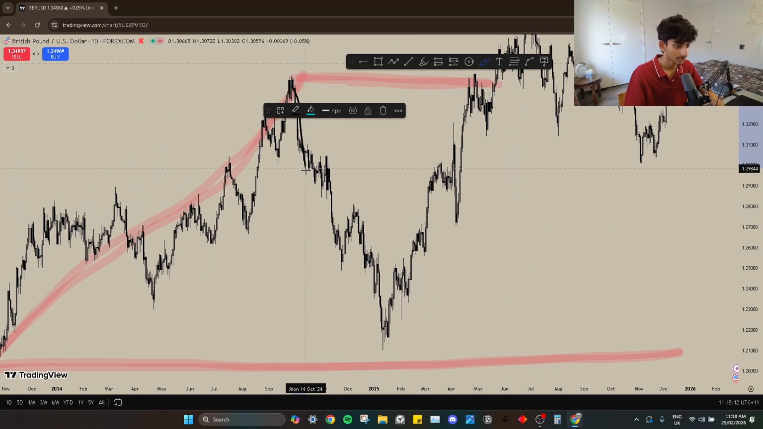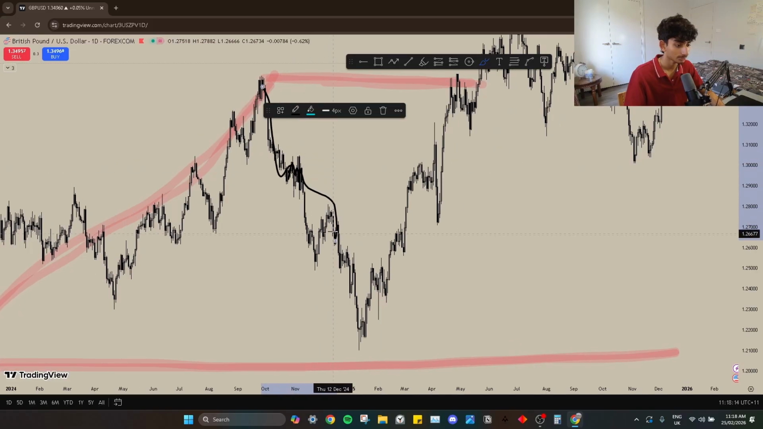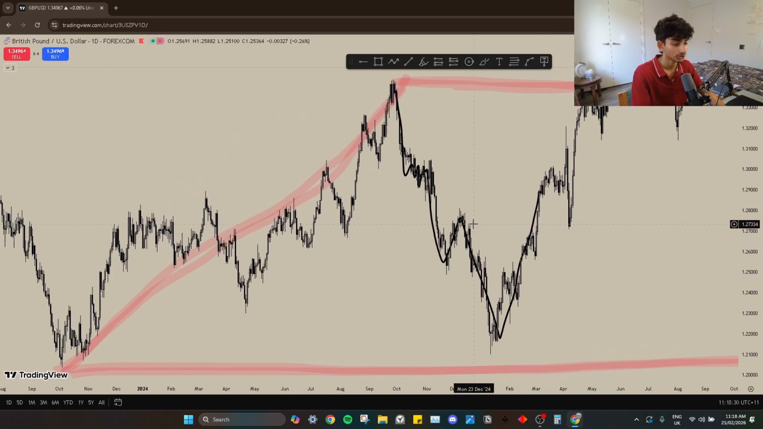We see a push down. We see some consolidation. We see oh my days, a push down. Another push down. Some consolidation. A push down. A push up. A push down, and then we see a push up that broke the internal structure. So this is where most people mess up.